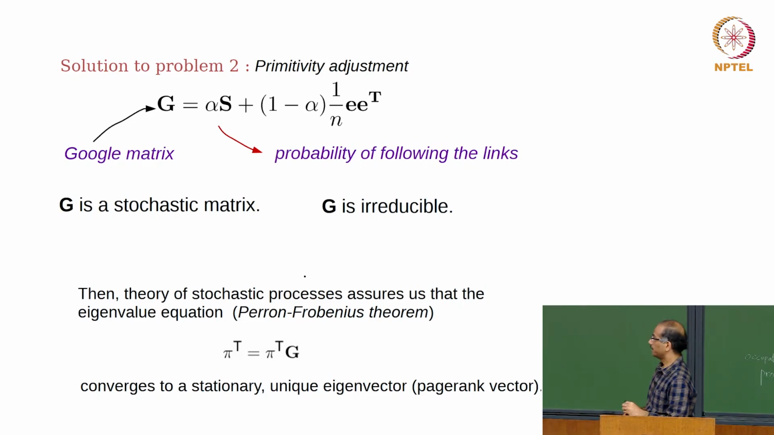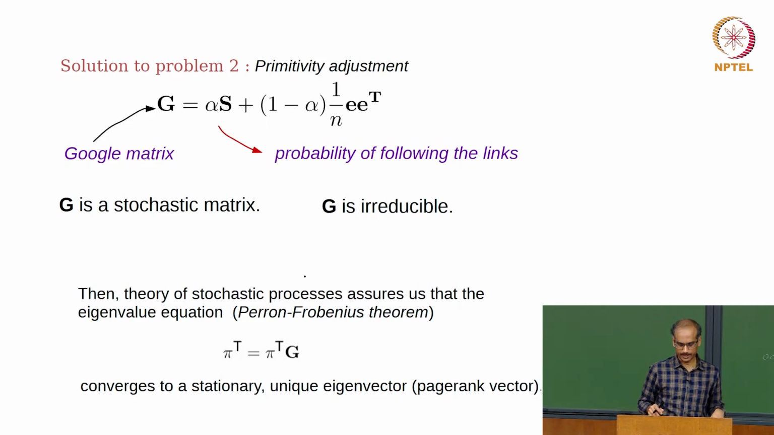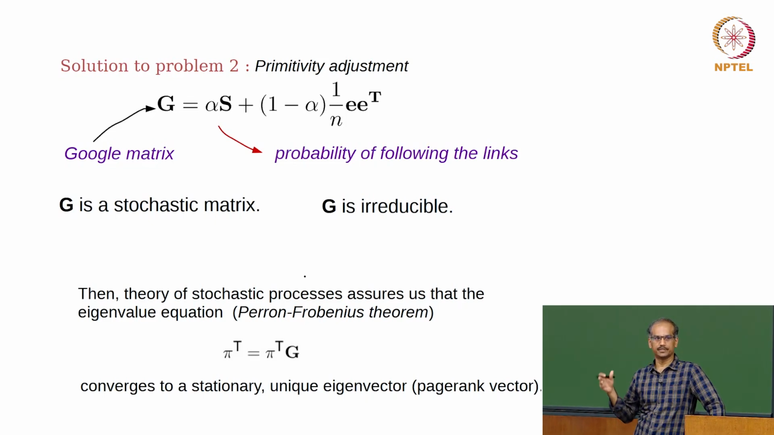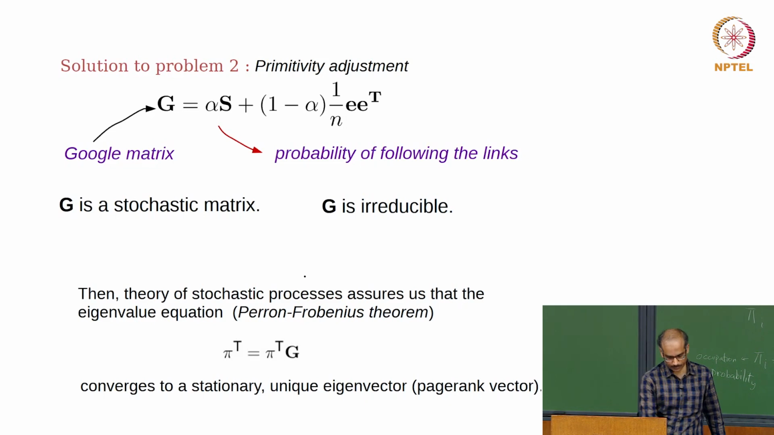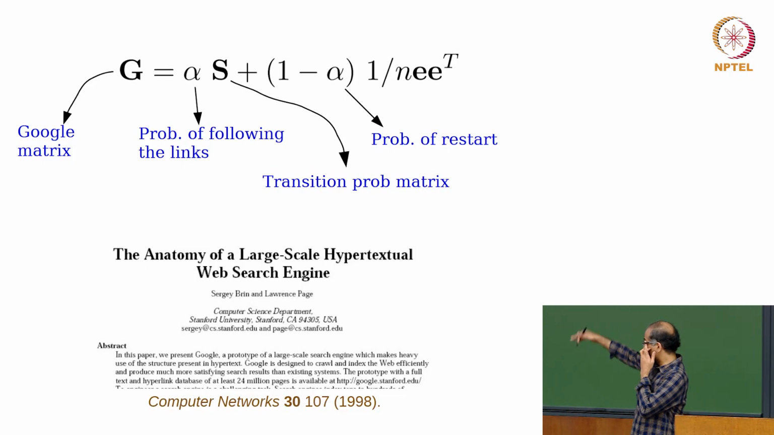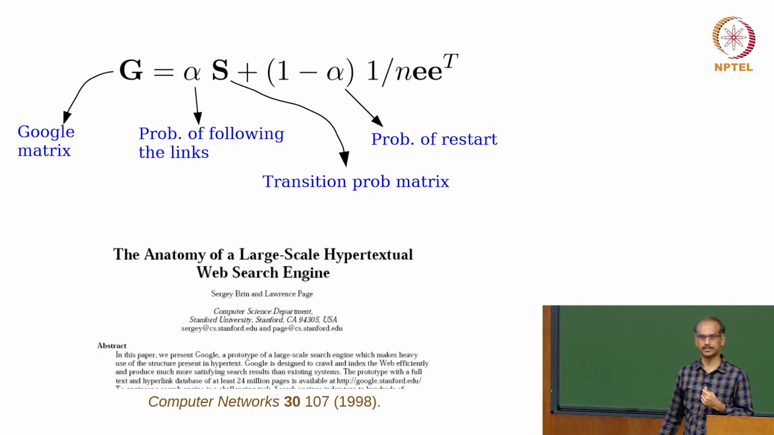So this makes it irreducible, and then you have the situation where now you can guarantee that the Perron-Frobenius theorem would apply, and you are guaranteed that if you do an iteration of the type that we started with, it will actually converge to an invariant probability distribution. So here is that original paper published in 1998. Rest, as they say, is history.